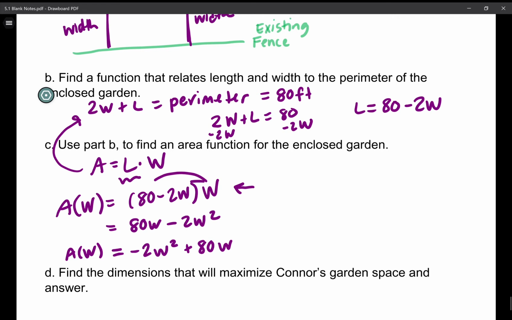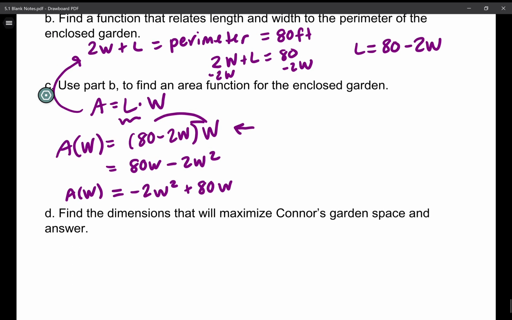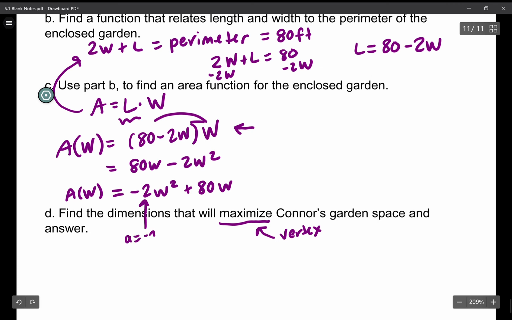All right, so now we need to find the dimensions that will maximize Connor's garden space and find the answer. Well, when I say maximize, whenever it's been a maximum in this whole section, this has always occurred at the vertex, right? And in fact, if we look at this A of W as just a regular quadratic, the a value is -2, so that means that it opens down, right? Little a is -2, so I have a frowny face. So that means I'm going to have a local maximum, and that local maximum is going to be when my area is the greatest, right?